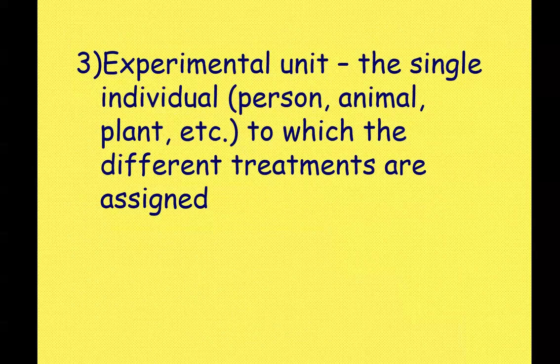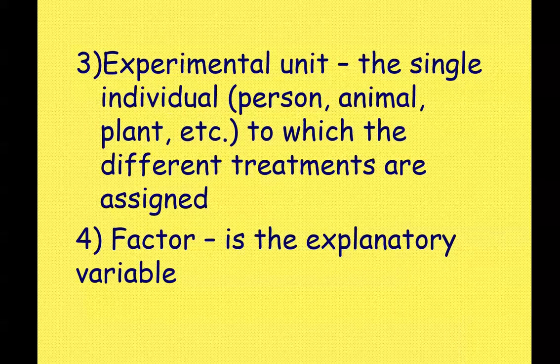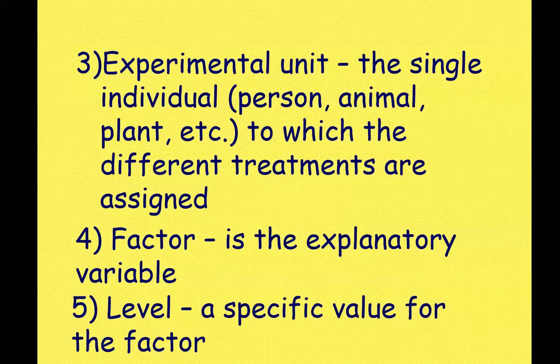That brings us to experimental unit. The experimental unit is the single individual person, animal, or thing to which a different treatment is assigned. What am I conducting the experiment on? That is the experimental unit. A factor is the explanatory variable, meaning what explains this change. That thing that I did that explains the change we call the factor. And a level is a specific value for a given factor. So maybe I'm doing a couple of different things. Maybe I'm testing different types of foods or that sort of thing, and those would be different levels.